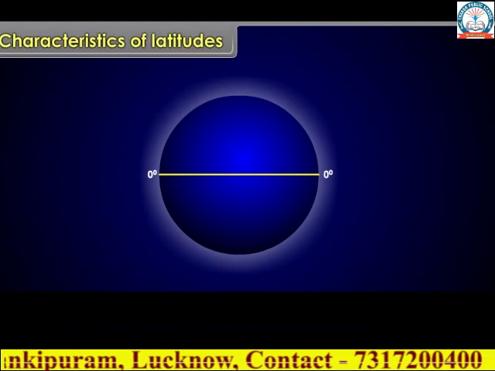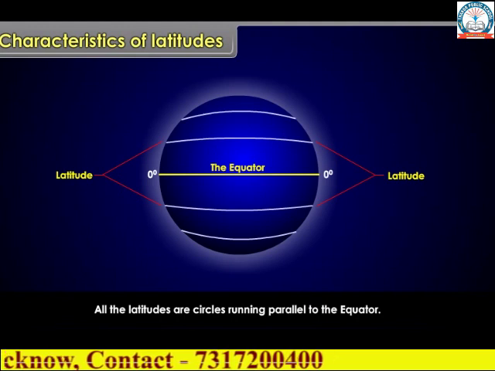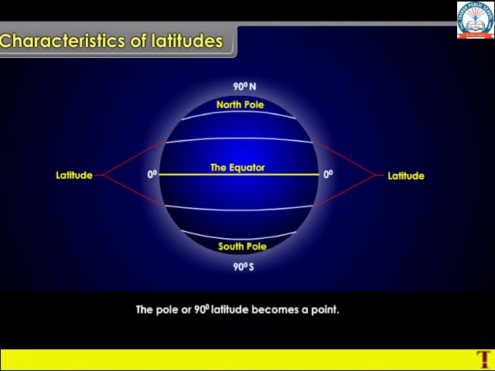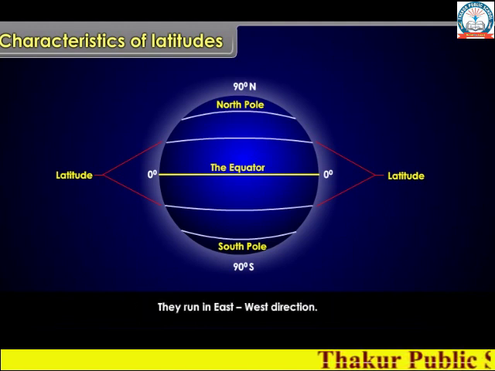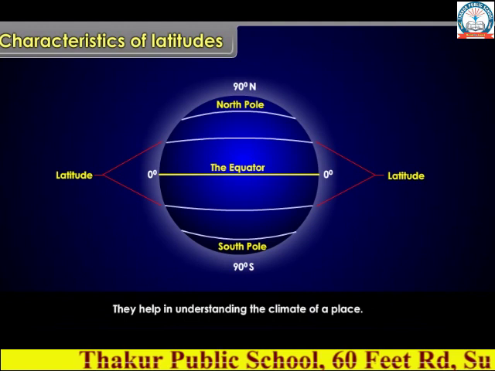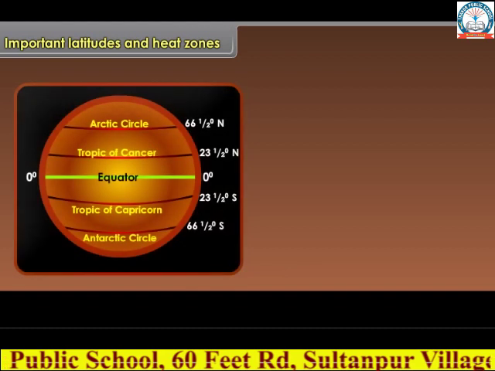Characteristics of latitudes. All the latitudes are circles running parallel to the equator. The equator is the great circle and all the latitudes become smaller and smaller towards the poles. The pole or 90-degree latitude becomes a point. They run in east-west direction. They help in locating different objects on the ground. They help in understanding the climate of a place. Important latitudes and heat zones.